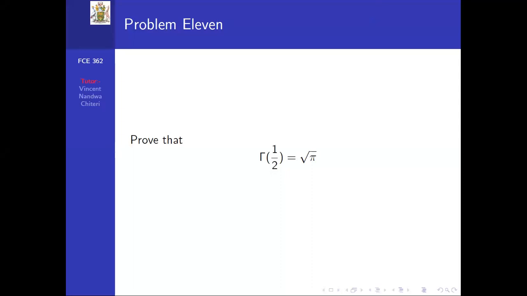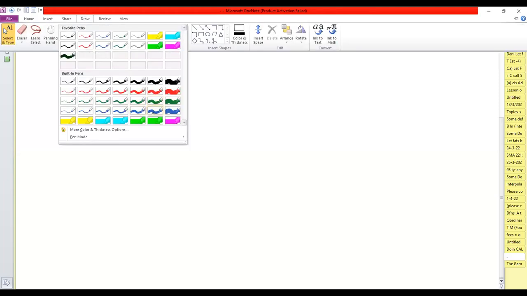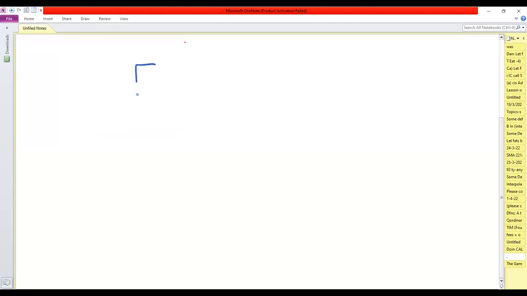So in this session we prove the result that gamma of a half is given by √π. So let's see how to give the solution. From definition, gamma of x is given by the integral from 0 to infinity of t raised to power x minus 1 e raised to power minus t dt. This is by definition.